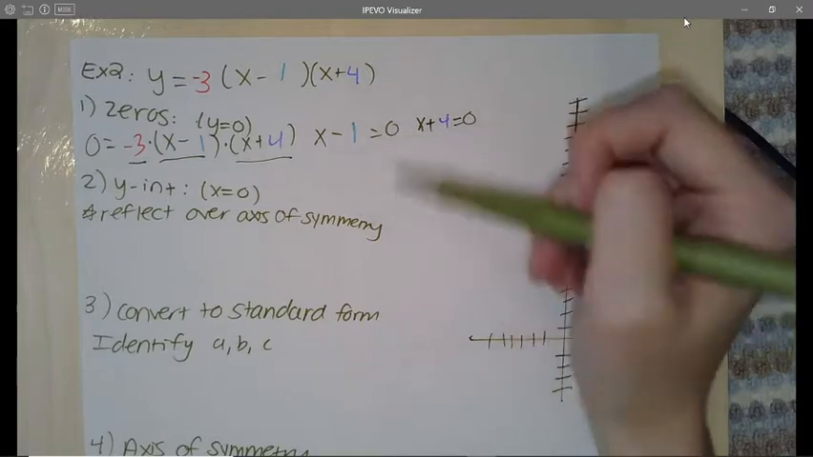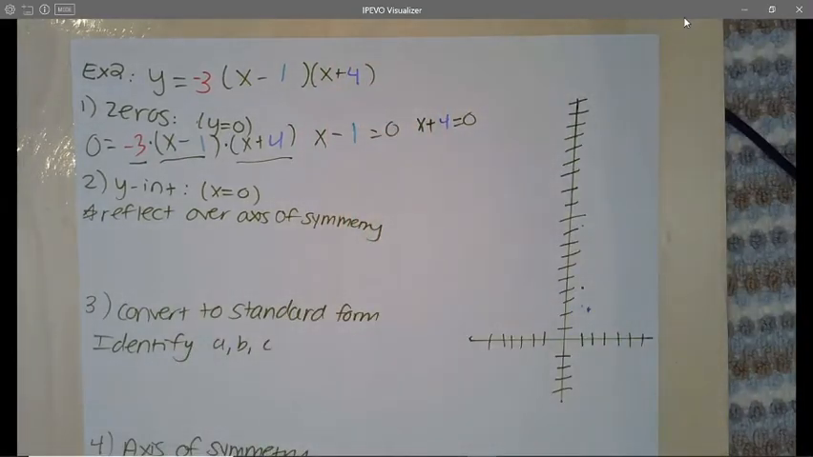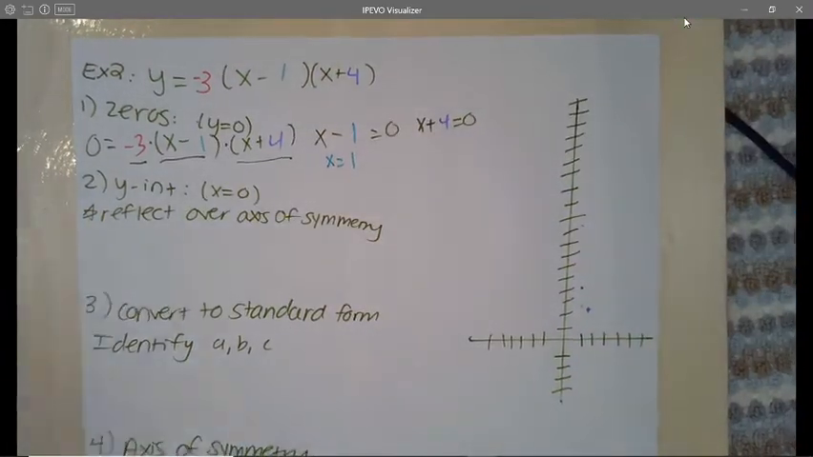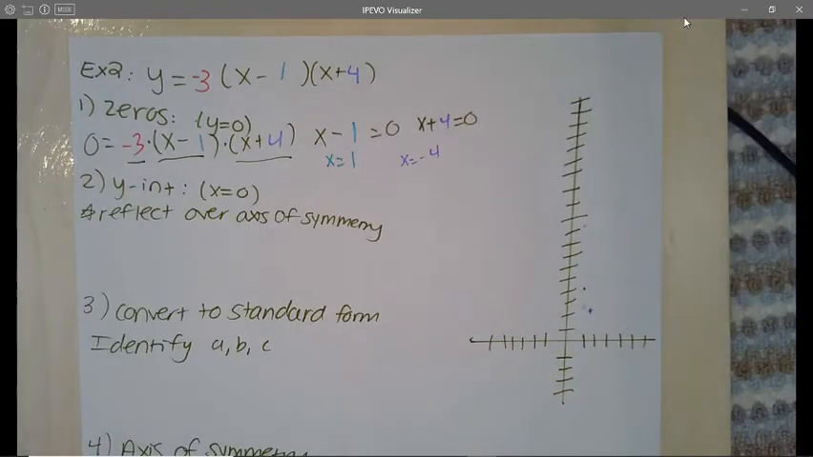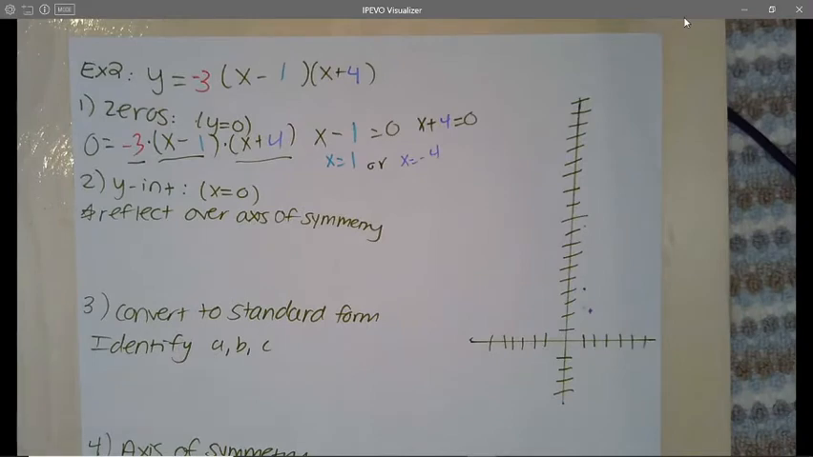Okay, which you can just solve this for x, or don't forget the shortcut, you just flip the signs. So the opposite of -1 is +1, and the opposite of 4 is -4. There you go. So we already know our two zeros. X could be 1 or x could be -4.